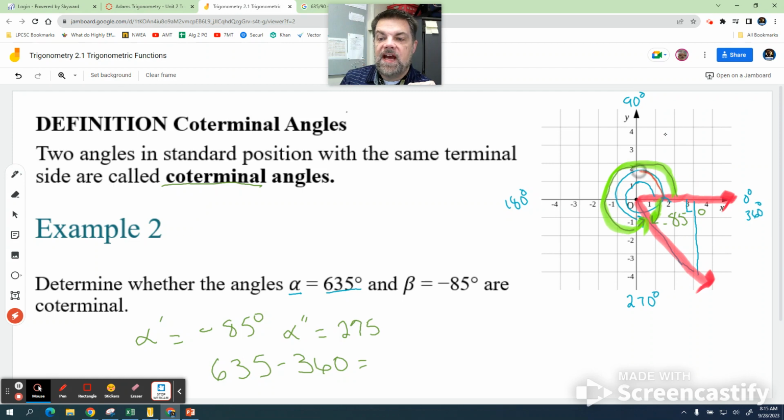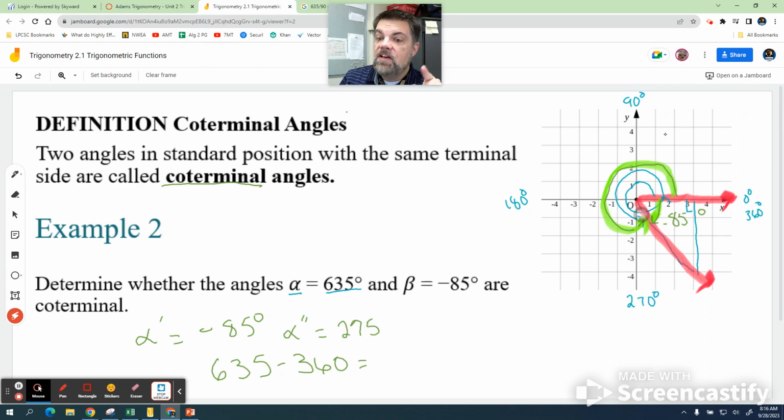Because we went 90 plus 90 plus 90 plus 90. That's 4 times, 5 times, 6 times, 7 times. 7 times 90 is 630 degrees. We need to go 635. So from here, I just need to go 5 more degrees. Does that make sense?